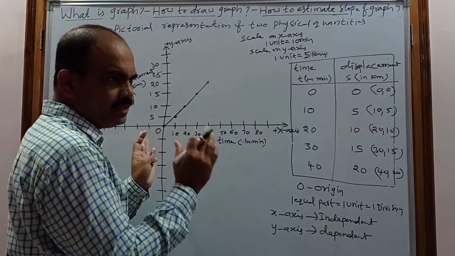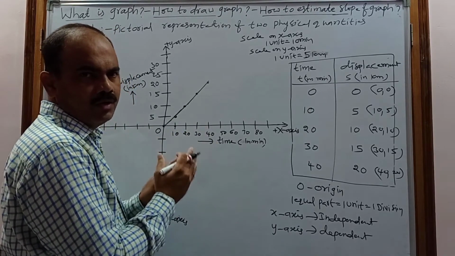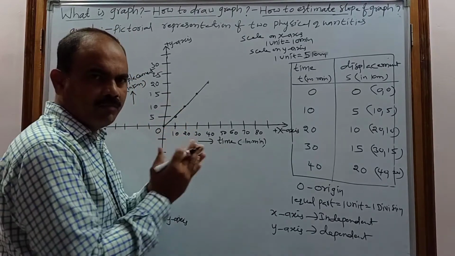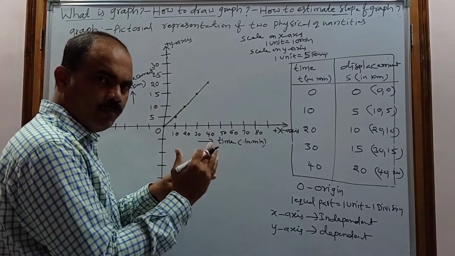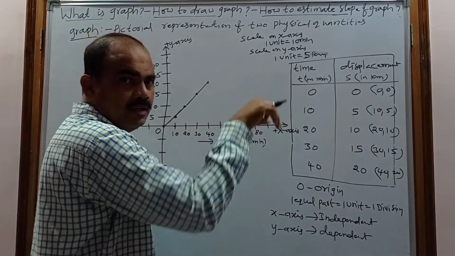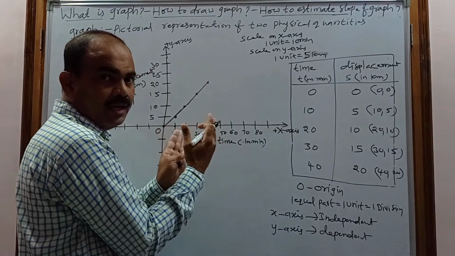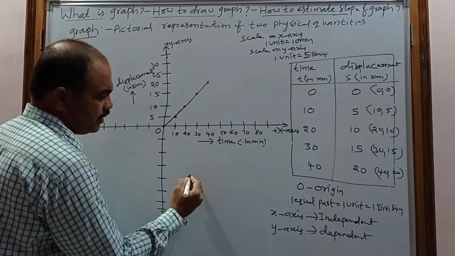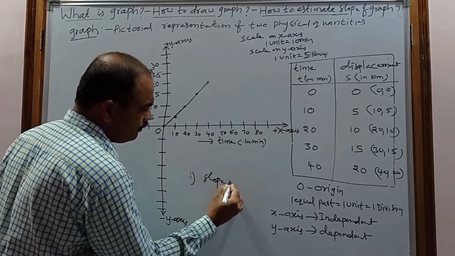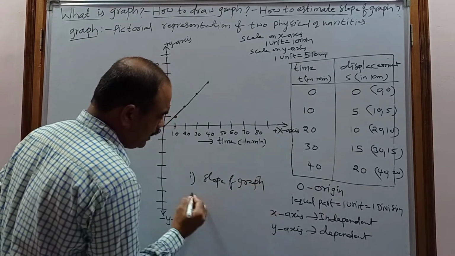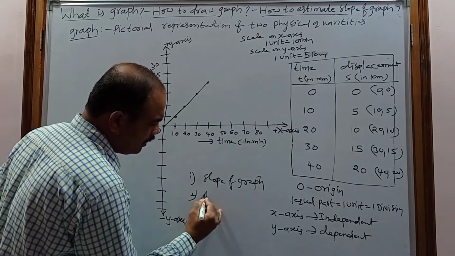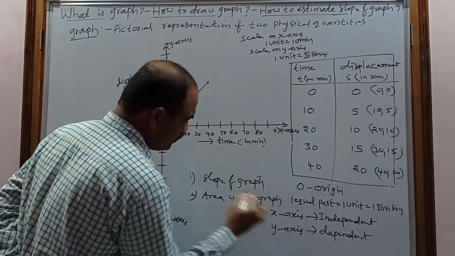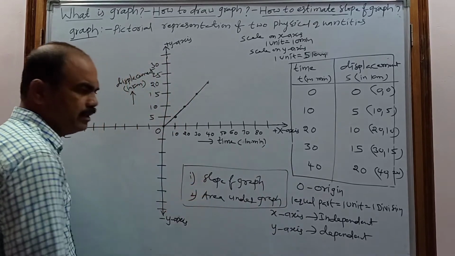So that's why, to analyze the motion of the body, to analyze the relation between the given physical quantities, we have to draw the graph. After drawing the graph, sometimes we have to find the slope of the graph, and second, sometimes we have to find the area under the graph. So these two things we have to find after drawing the graph.